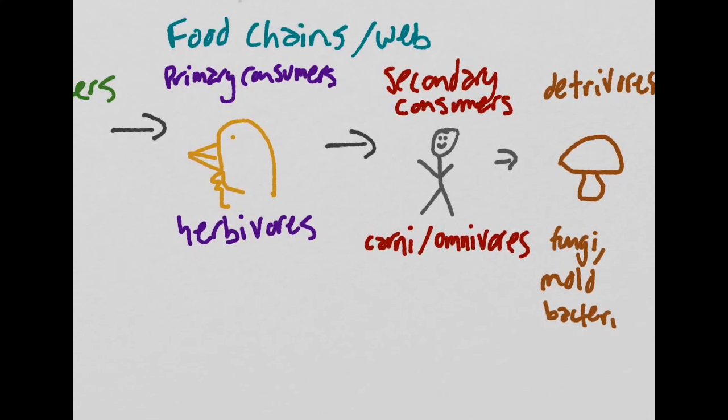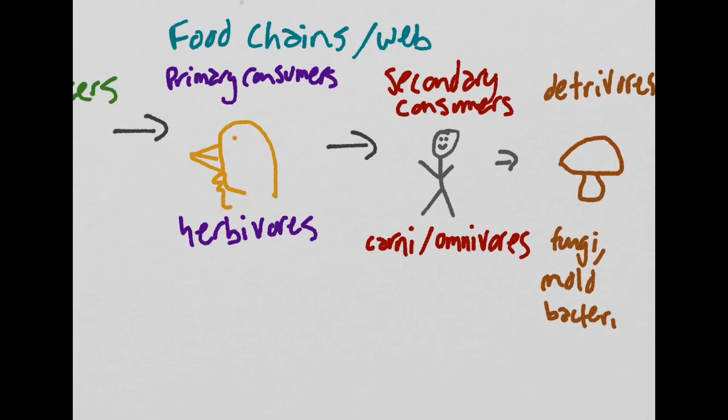And this is the job of detritivores. And these are things like fungi, mold, bacteria, and they are what decompose the animals, like the secondary consumers. So when you die, things like bacteria will decompose your corpse. What a lovely thought.